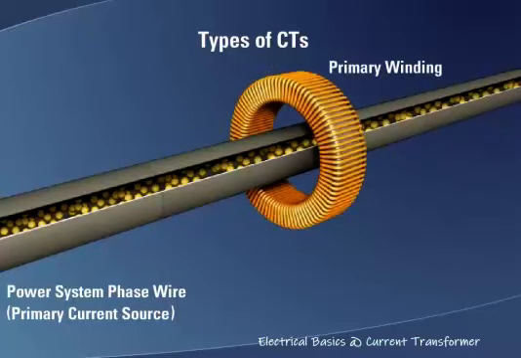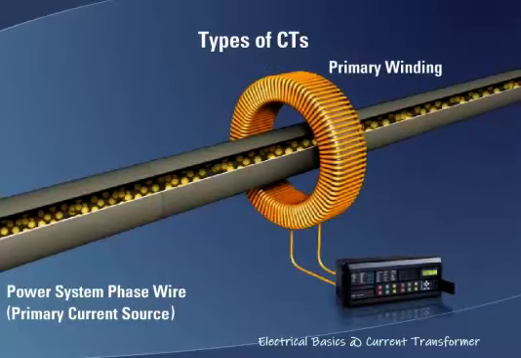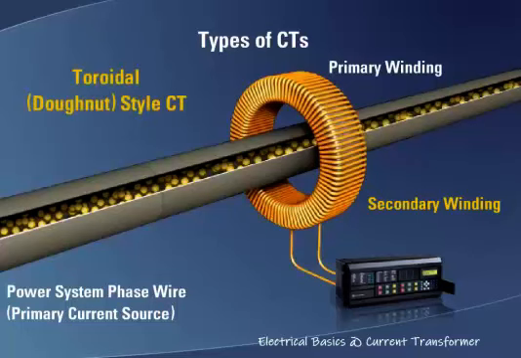A second insulated wire is then wound around the core and then brought to the relay for measurement. This is known as the secondary winding. A CT with this type of construction is typically referred to as a toroidal or donut style of CT.